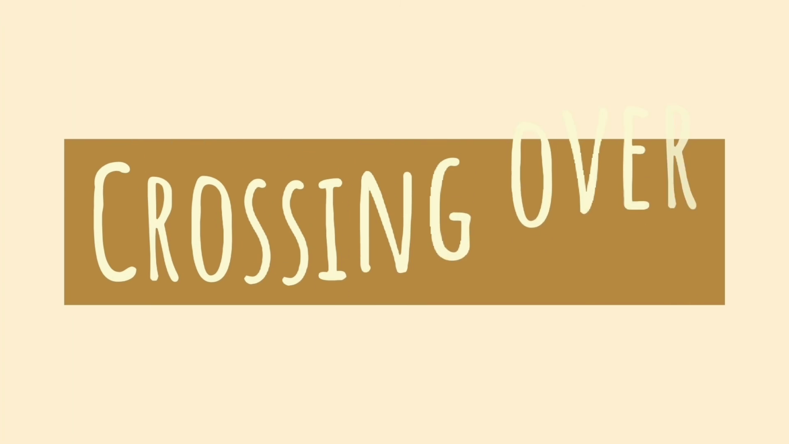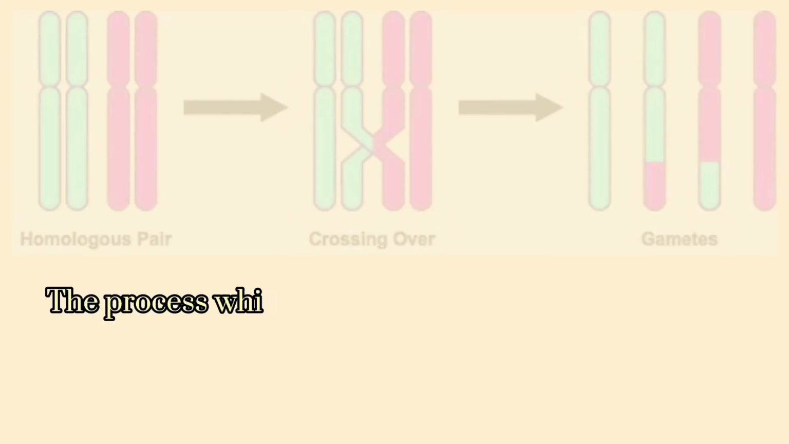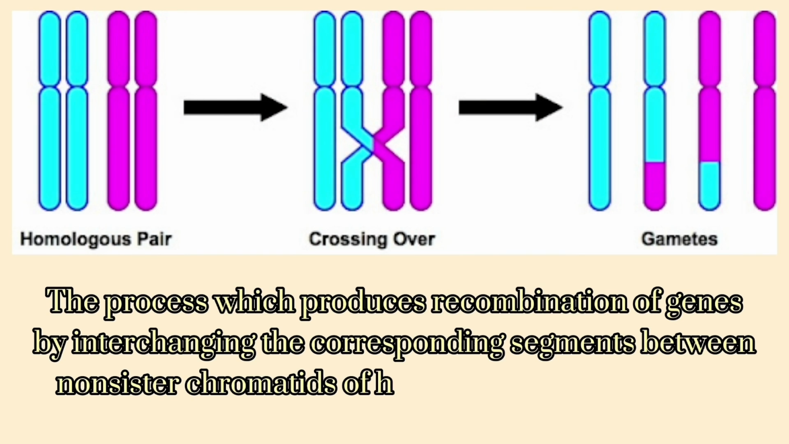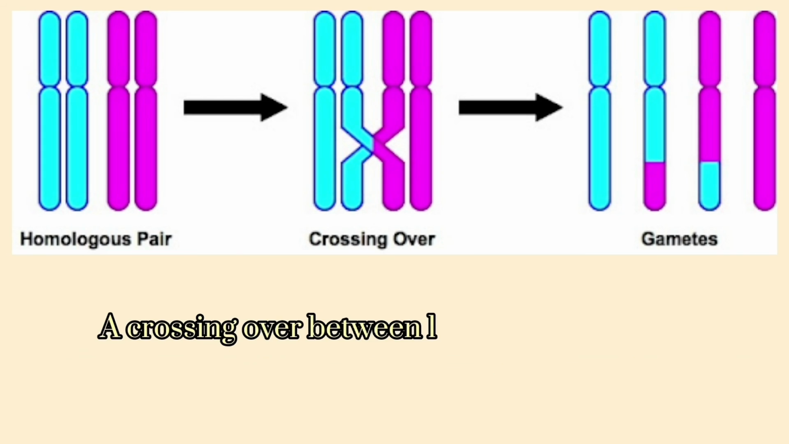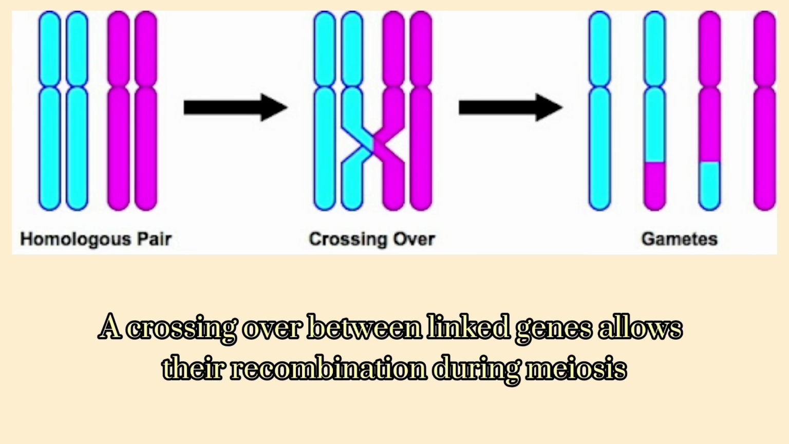Now we continue with crossing over. Crossing over is the process which produces recombination of genes by interchanging the corresponding segments between non-sister chromatids of homologous chromosomes. So a crossing over between linked genes allows their recombination during meiosis.